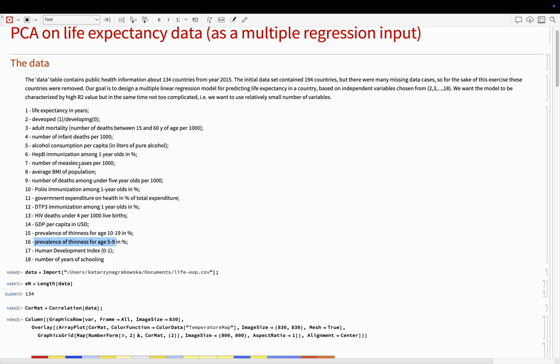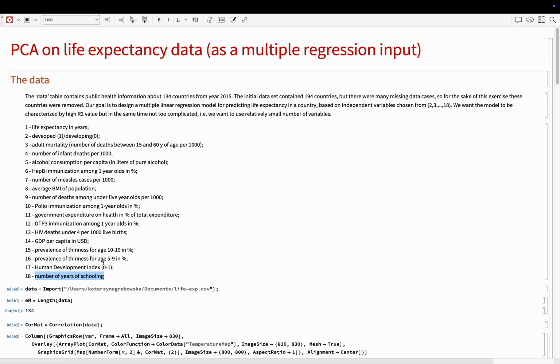There are sociological data like the human development index, like number of years of schooling. There are, say, demographic data such as adult mortality or mortality in infants, number of infant deaths, as well as mortality among children. And there are also economic data like GDP per capita or government expenditure on health.